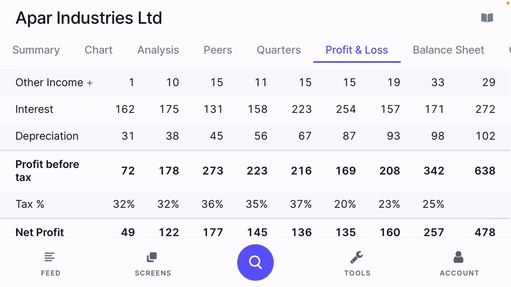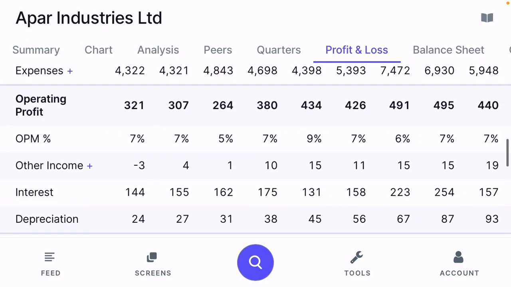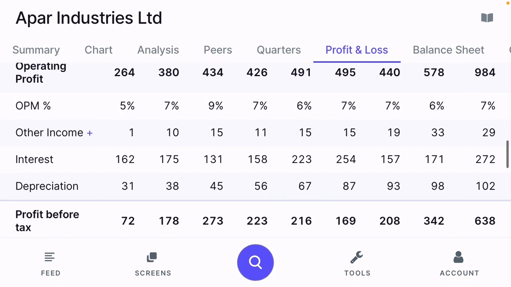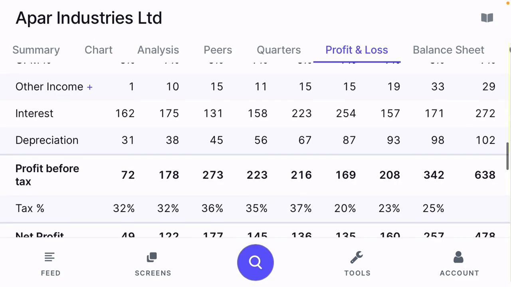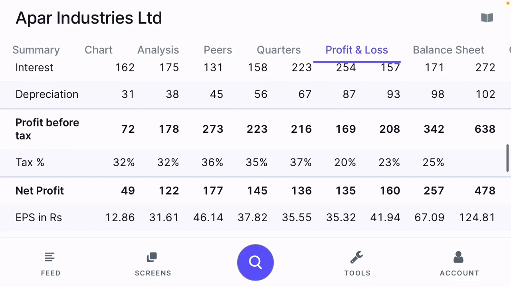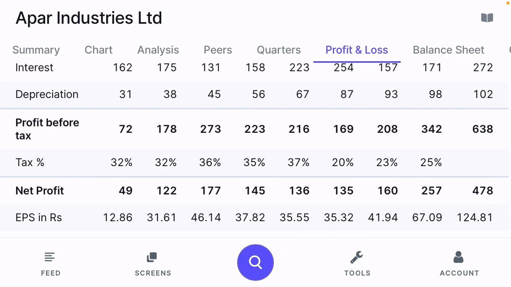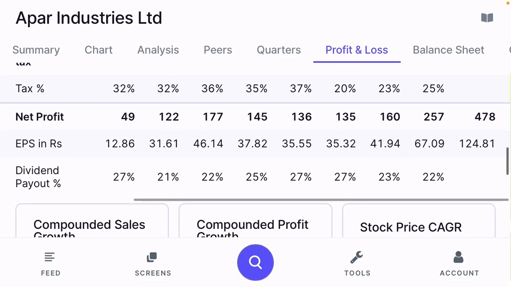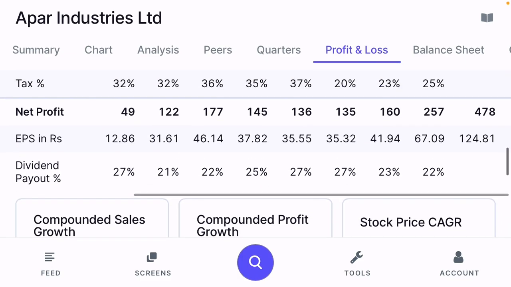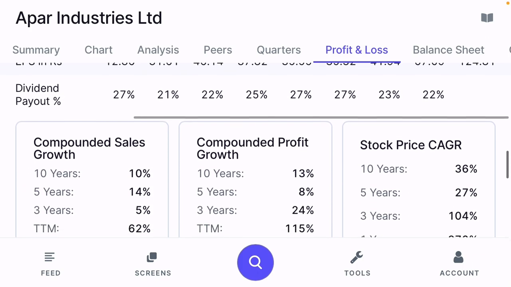The company is still paying some interest of almost 272 crore. If you compare it to the operating profit, this interest does not have that much impact on the overall balance sheet. If you talk about the profit before tax, it was 154 crore in 2011, but now 638 crore in 2023. Very good. Net profit has also increased from 96 crore to now 478 crore.